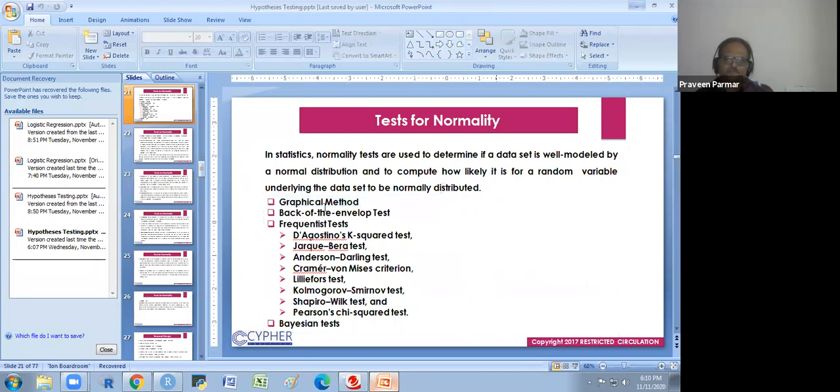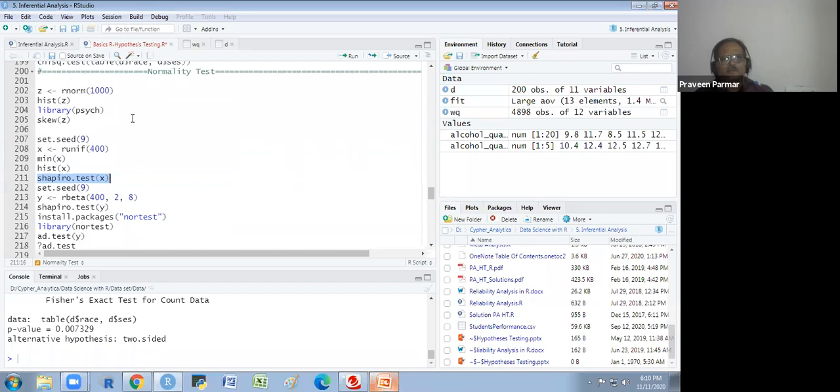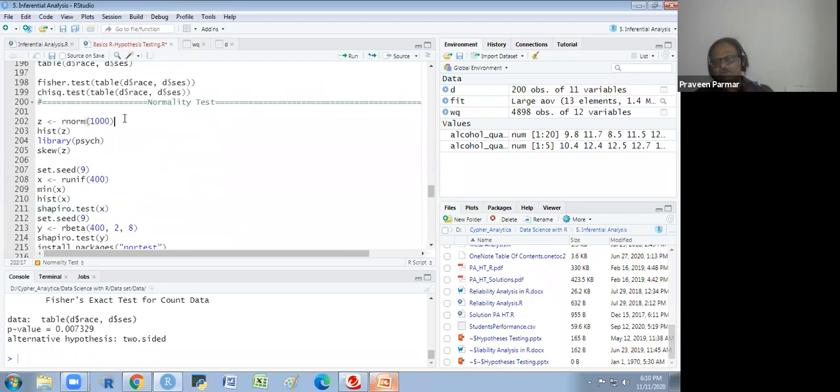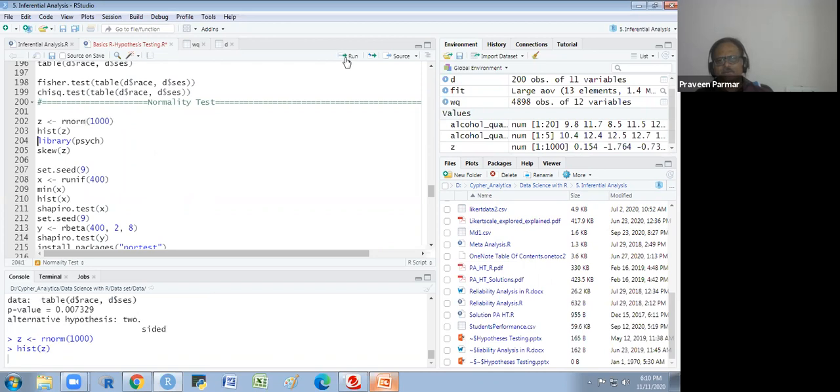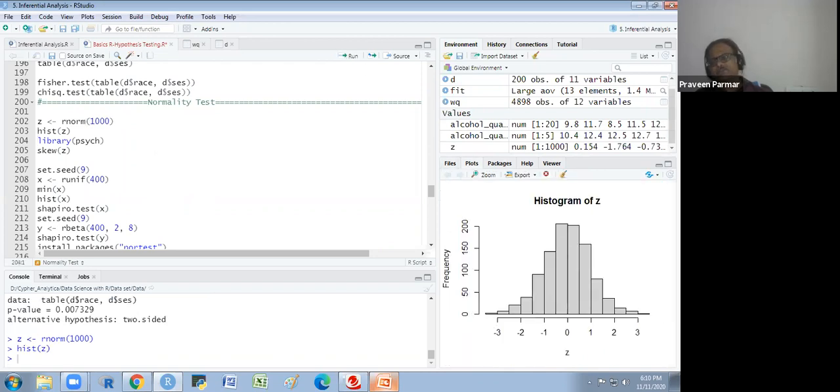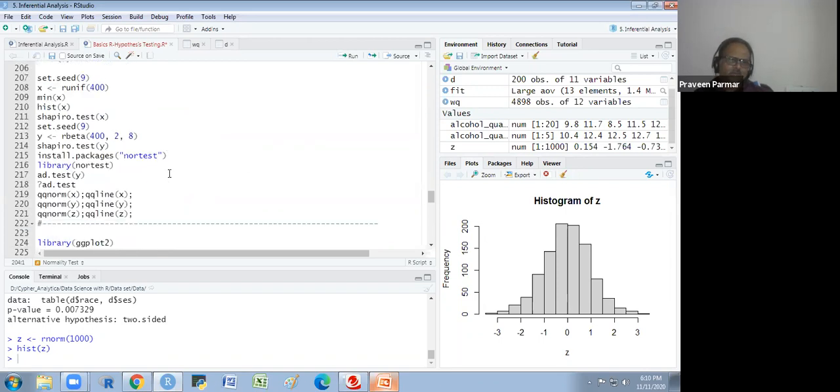First I'm making a normal distribution, so we could see whether this is from a normal or not. I am taking 1000 observations from a normal distribution. I will show you the graph of this. So it is normally distributed. This is the graphical method. We have some more also. You could use the QQ plot for that.